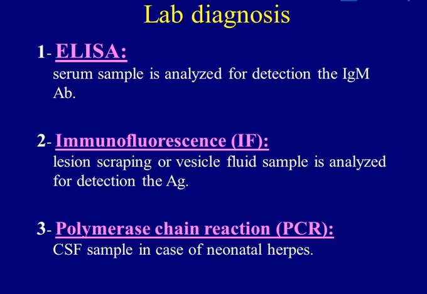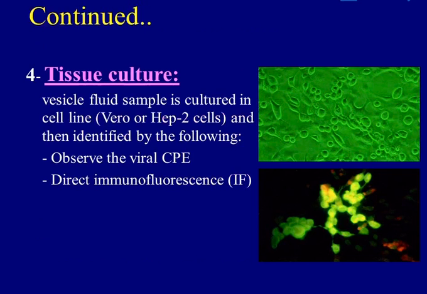Lab diagnosis. 1. ELISA: serum sample is analyzed for detection of IgM antibody. 2. Immunofluorescence: lesion scraping or vesicle fluid sample is analyzed for detection of antigen. 3. Polymerase chain reaction, PCR: CSF sample in case of neonatal herpes. 4. Tissue culture: vesicle fluid sample is cultured in a cell line, Vero or HEp-2 cells, and then identified by observing the viral CPE and direct immunofluorescence, IF.